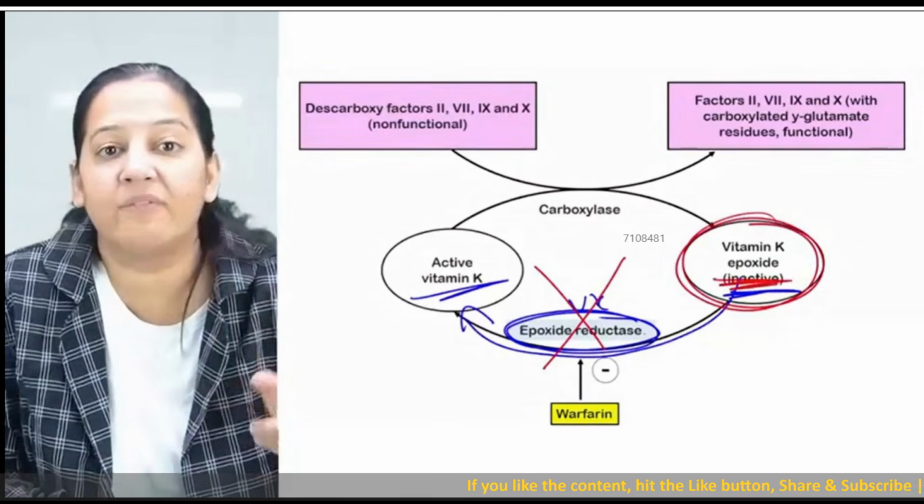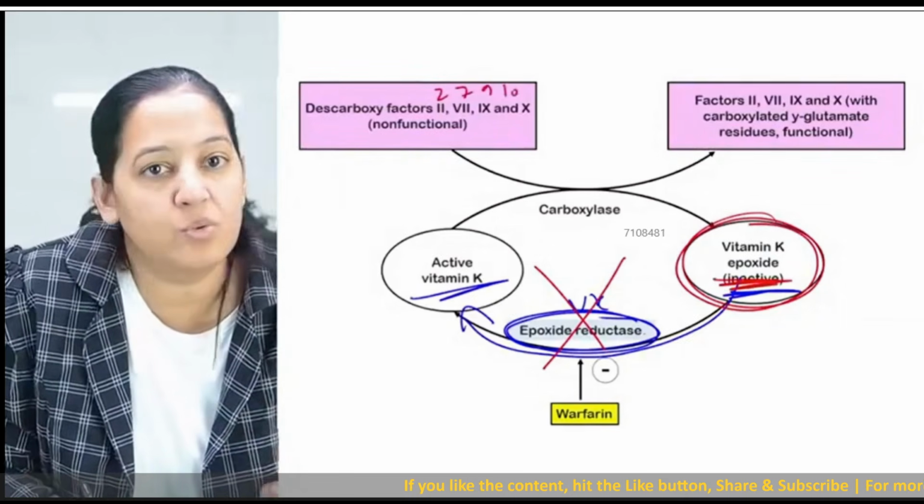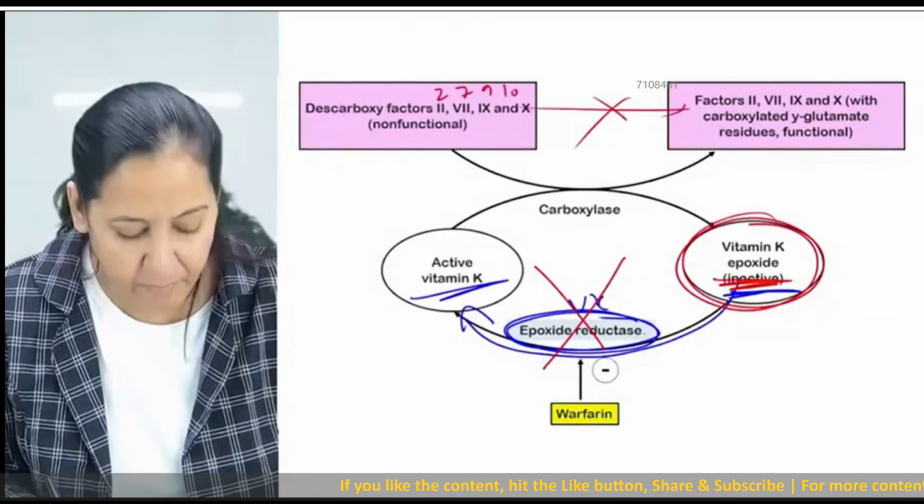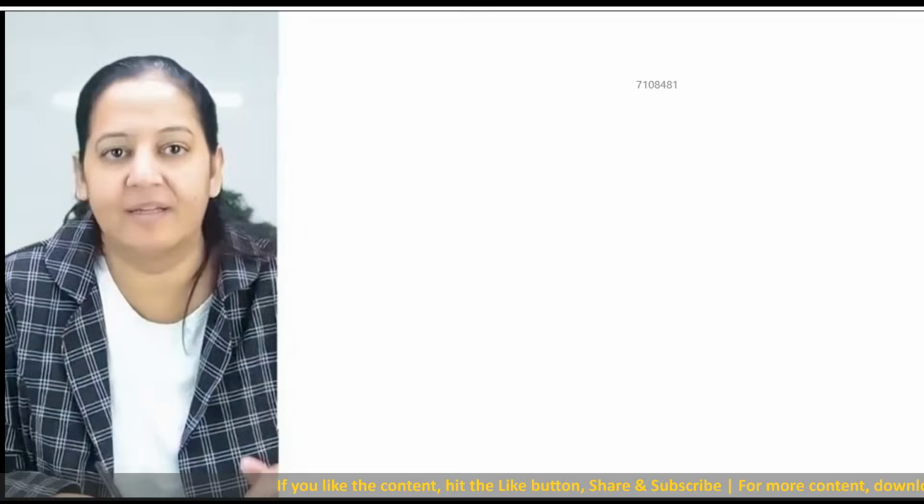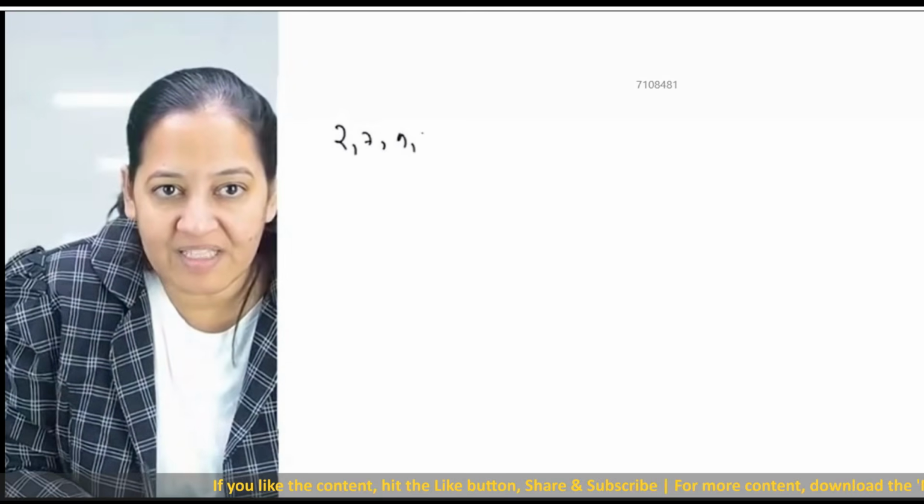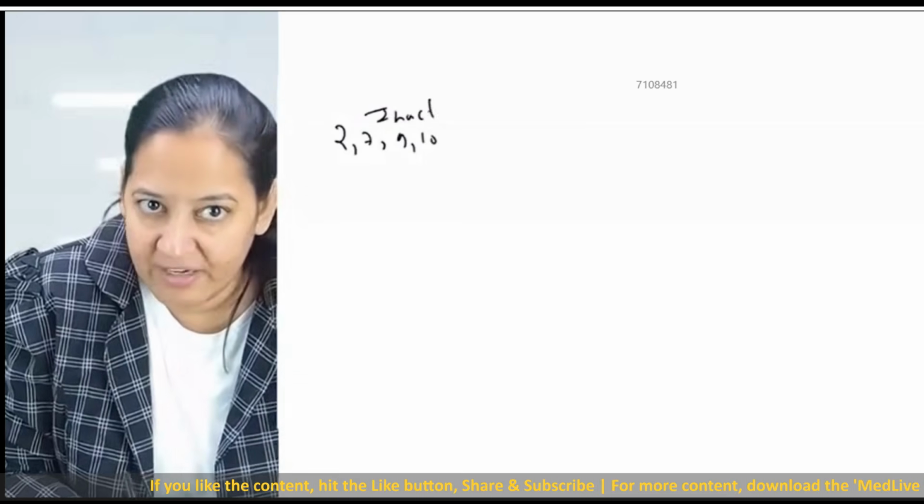And vitamin K is required for activation of 2, 7, 9, 10. So 2, 7, 9, 10 will not be activated. You are getting my point. What happens normally? Tell me the cycle. Factors 2, 7, 9, 10 are inactive because they have glutamate residue.